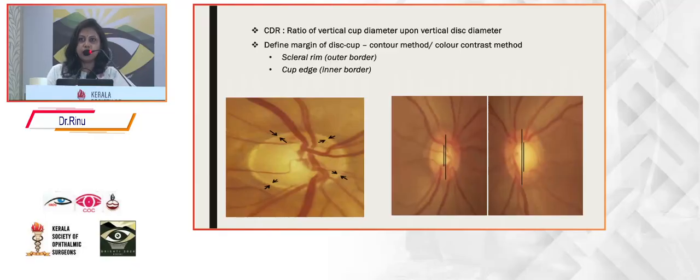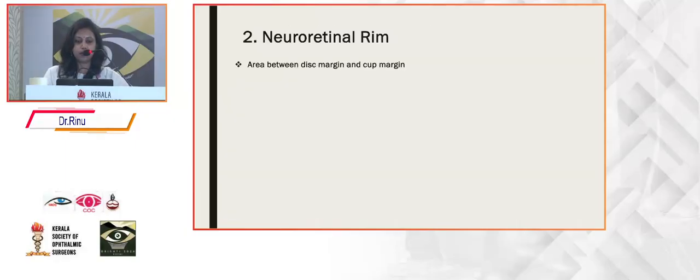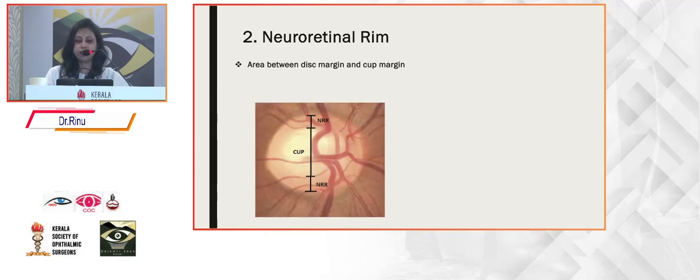By color contrast, we typically mean that there's a difference in color between the cup and the rim. The rim is yellowish orange and the cup is pale in color, so we can identify the edge using that. But a more accurate way would be the contour method wherein we trace the blood vessels. As the blood vessels come from the optic disc, they bend at the edge of the cup. So if we trace all the bends of the vessels, we will be able to get the edge of the cup.